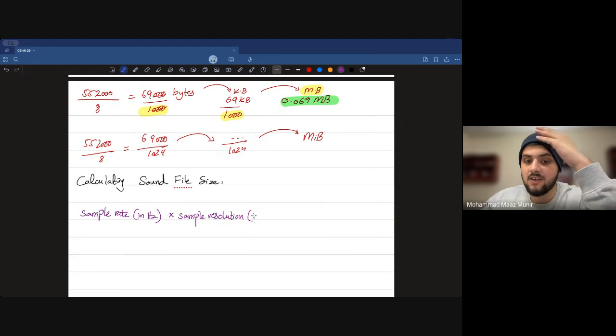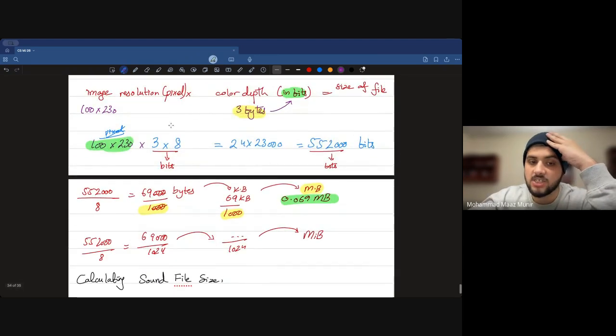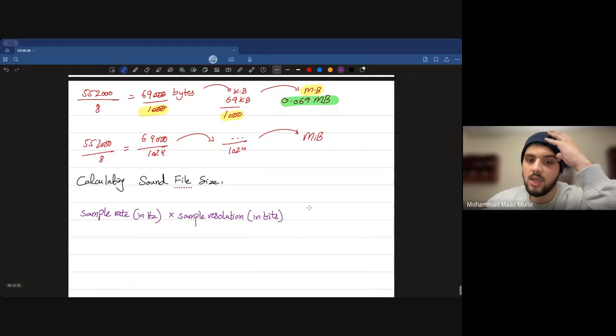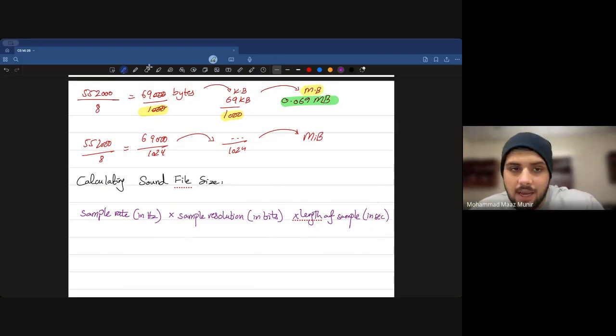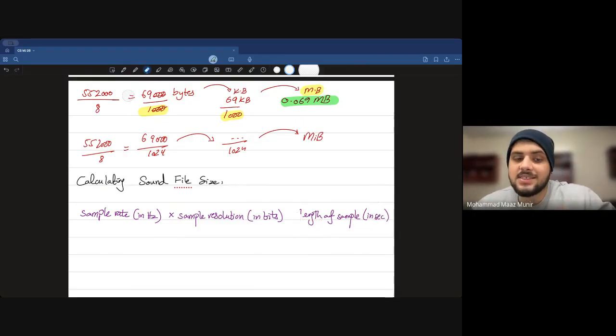I'm again and again referring to bits because usually students miss this part of multiplication by 8, which is very important. So it's multiply by sample resolution in bits, and finally you need to multiply it with the length of sample. And this length of sample has to be in seconds. So if the question says 2 minutes, do ensure that you multiply 60 with 2, so you use the value 120. Don't make the mistake of writing just 2, you're going to lose marks.